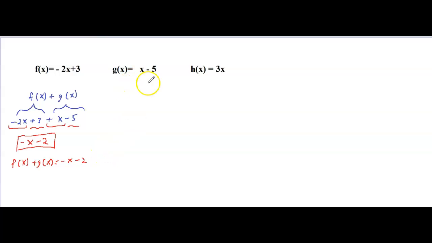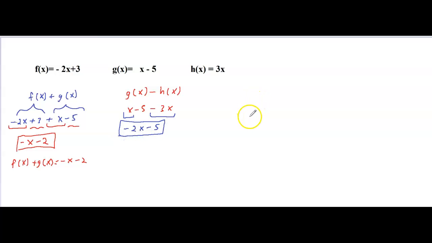Alright, let's try a subtraction problem. Why not maybe g of x minus h of x? Sure. So g of x is x minus 5 minus h of x, which is 3x. Again, all we're going to be doing is combining like terms. We have a positive x here, minus 3x here, gives me a minus 2x. Minus 5 is the only constant, and so this would be our final answer.